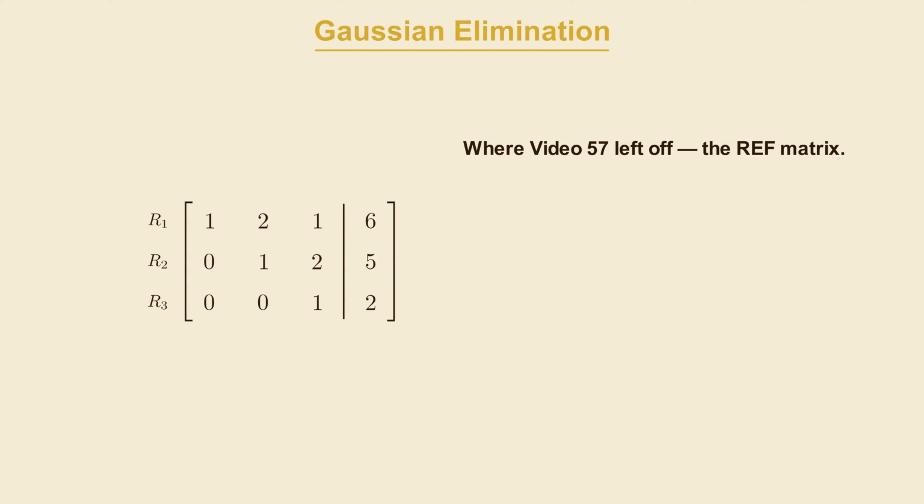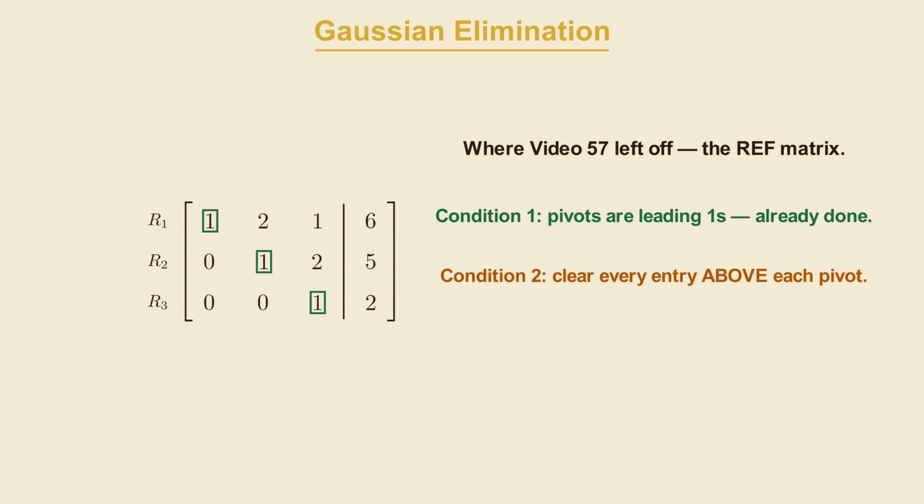The row echelon form was 1, 2, 1, 6, 0, 1, 2, 5, 0, 0, 1, 2. In this row echelon form, the pivots are all leading ones already. This is one of the two conditions for reduced row echelon form. The other condition is that every entry above each pivot also has to be 0, the same way that every entry below each pivot is currently 0. So we need to clear the entries above the third pivot and the entries above the second pivot. What we're going to do is the opposite of last time. We're going to work from the bottom up.